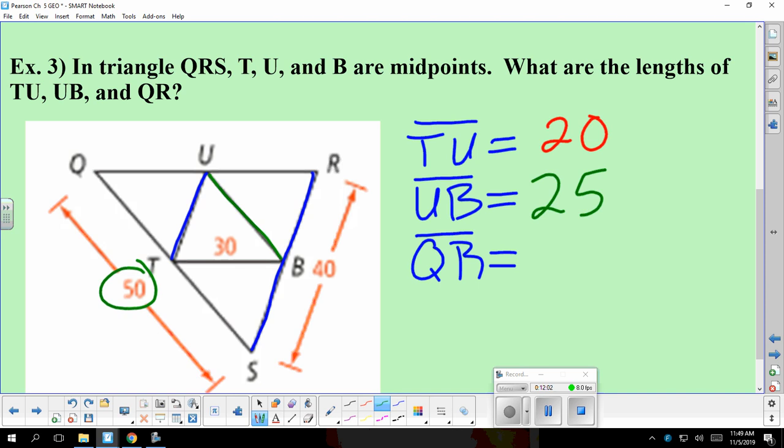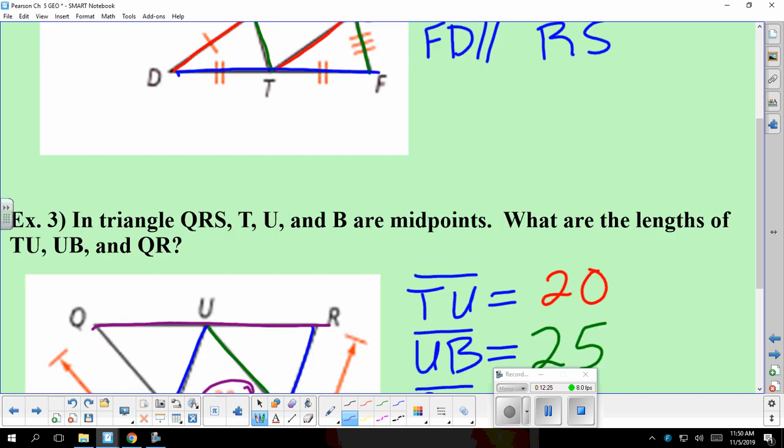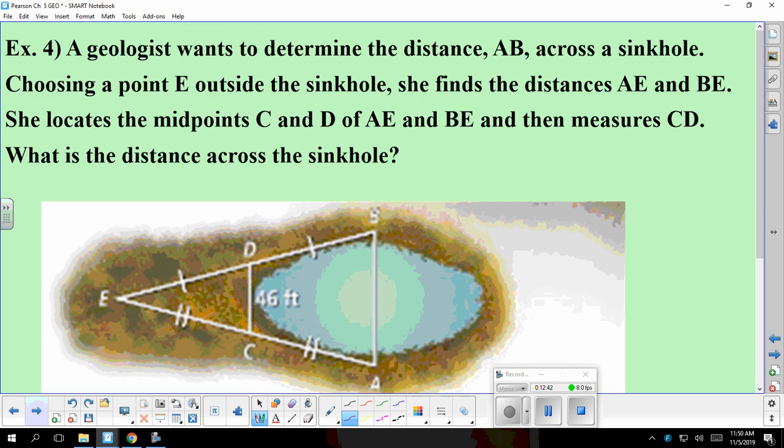QR is this entire segment up top. And we have the mid-segment. It's 30, so twice 30, 60. Easy enough. How do you do the last one? We double this. So this is 30, so that is 30, and that is 30, so it's 60. Notice what we're doing. We're creating 3 or 4 congruent triangles within each of these. They're congruent by side, side, side. All right.